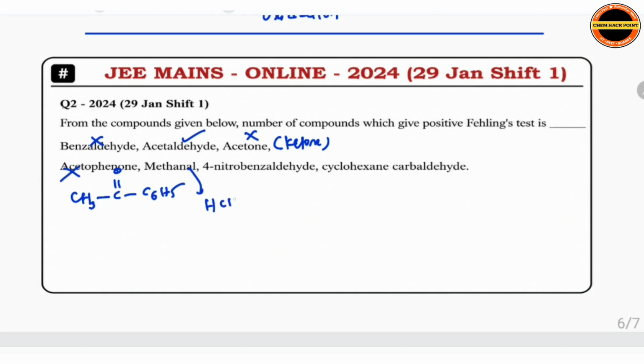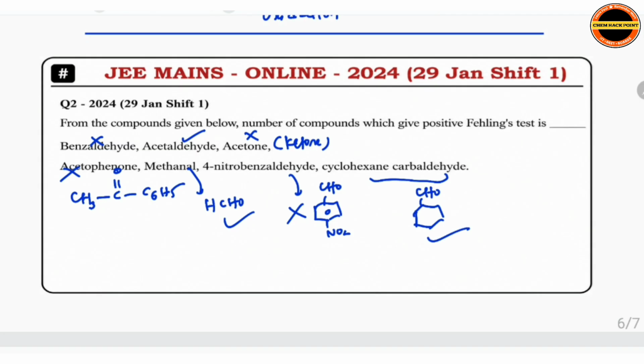Methanal is formaldehyde, which will give the test. 4-nitrobenzaldehyde is a benzaldehyde derivative, and we know benzaldehyde will not give the test. Cyclohexane carbaldehyde will give the test. So in total, 3 will give a positive Fehling's test. Ketones will not give it, and benzaldehyde derivatives, including nitrobenzaldehyde, will not give it.